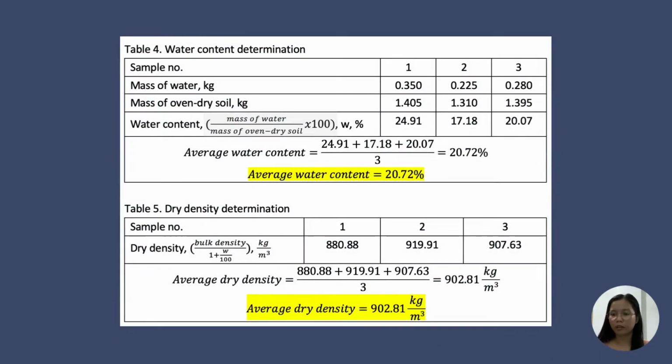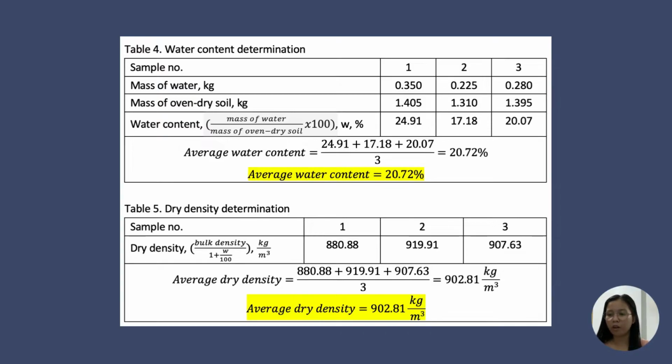To determine the moisture content, this formula is used: mass of water divided by the mass of the oven dry soil times 100. For trial 1, the moisture content is equal to 24.91%. For trial 2, it is equal to 17.18%. And for trial 3, it is equal to 20.07%. And the average moisture content is calculated to be 20.72%.